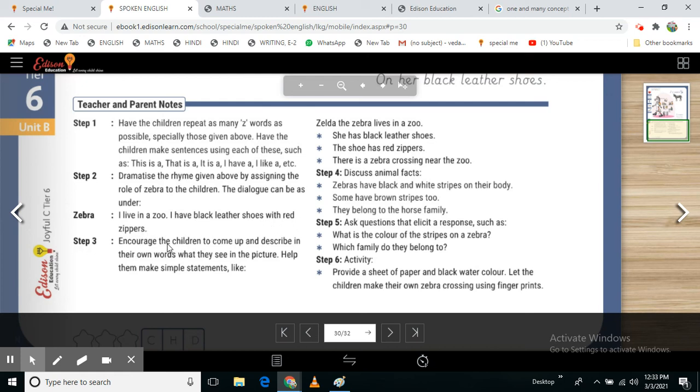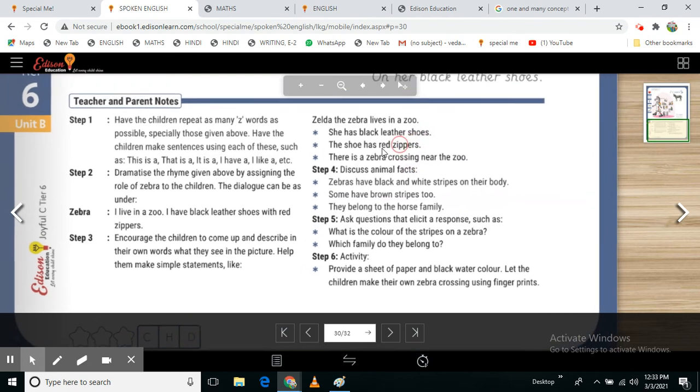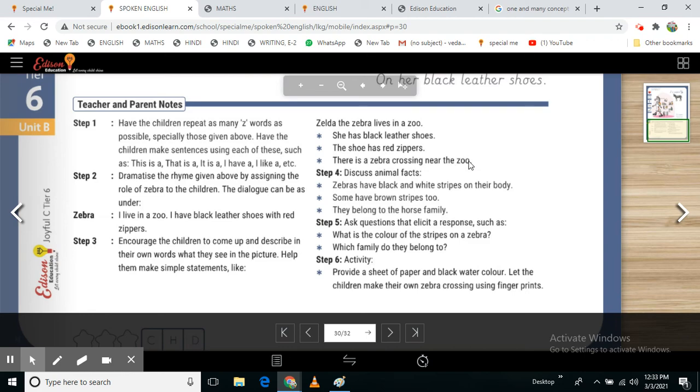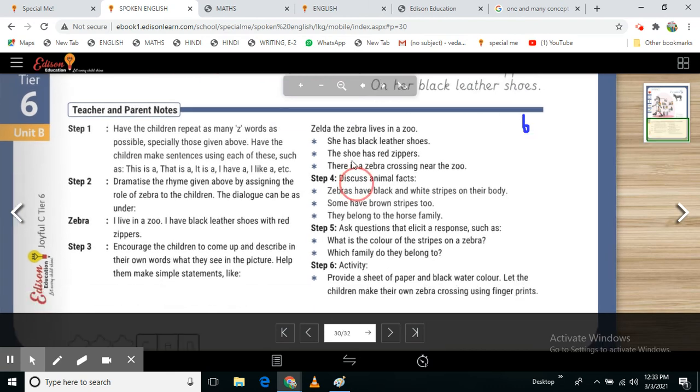Step number three, encourage the children to come up and describe in their own words what they see in the picture. Help them make simple statements like Zilda the zebra lives in a zoo. Zilda the zebra lives in a zoo. Where does she live? In a zoo. Okay. She has black leather shoes. The shoe has red zippers. Okay. There is a zebra crossing near the zoo. See, zebra crossing near the zoo, right?